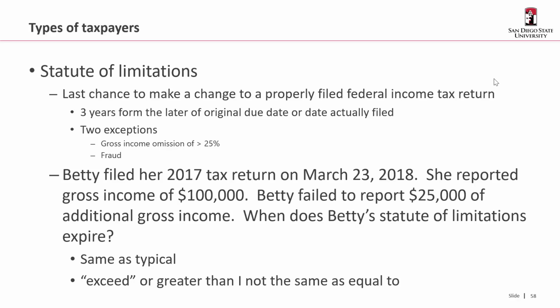And I only point this out because the tax code is full of terms and clauses just like this. So exceed or greater than is not the same as equal to. So Betty's statute of limitations expires with the typical statute of limitations, which would be the later of the date she filed it or its original due date. The original due date of a 2017 tax return would have been April 15th of 2018. As a result, the statute of limitations extends until 3 years after the original due date, or April 15, 2021.